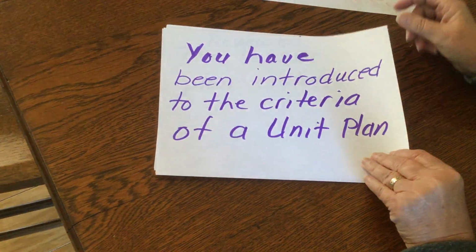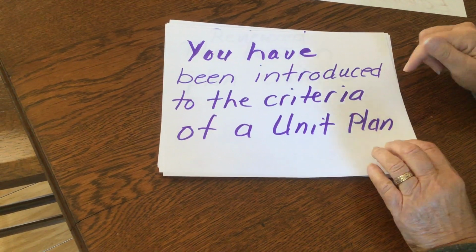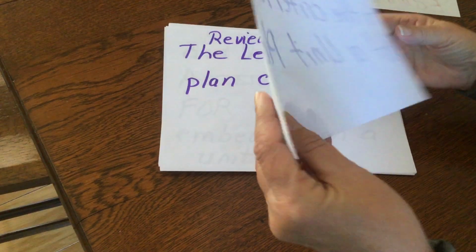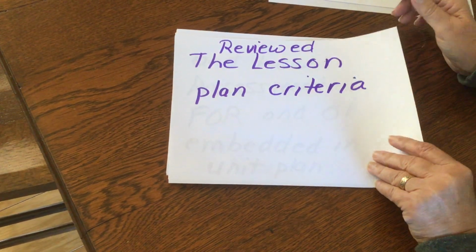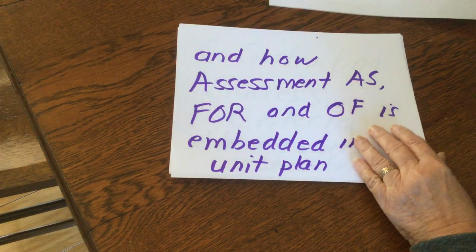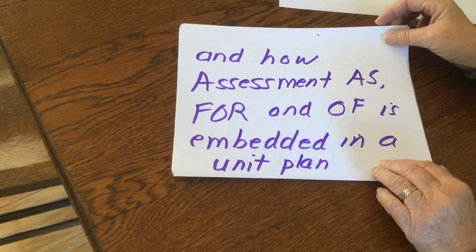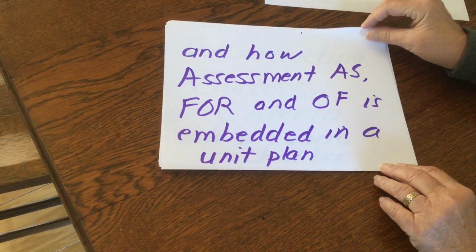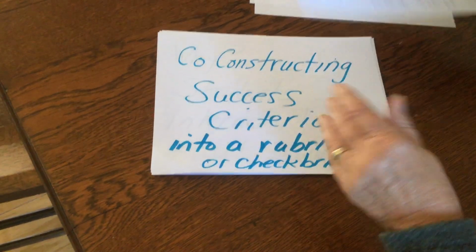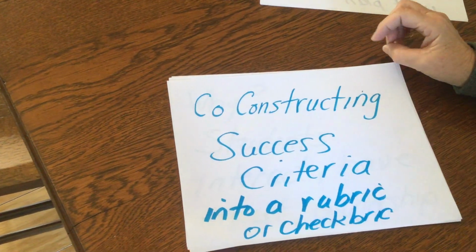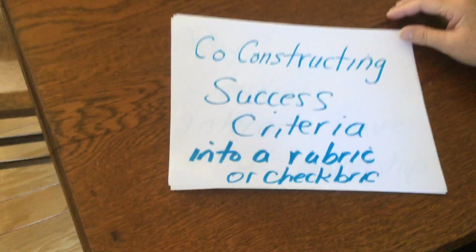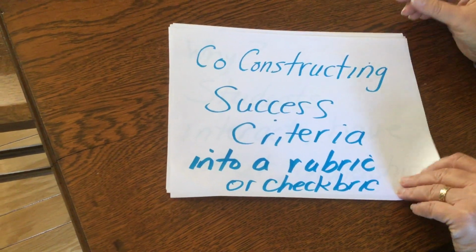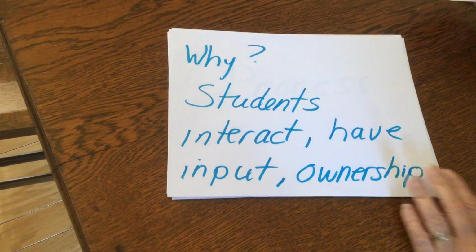You have been introduced to the criteria of a unit plan in this week 8, and you've reviewed in week 8 the lesson plan criteria and how assessment as, for, and of is embedded in a unit plan. So what we're doing this week for our consolidation is how to co-construct success criteria into a rubric or a check brick. Why do we do this?